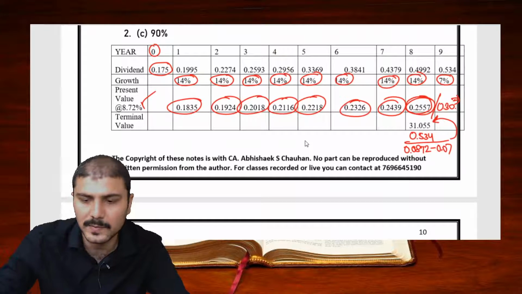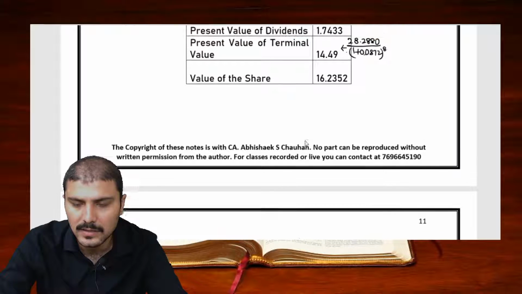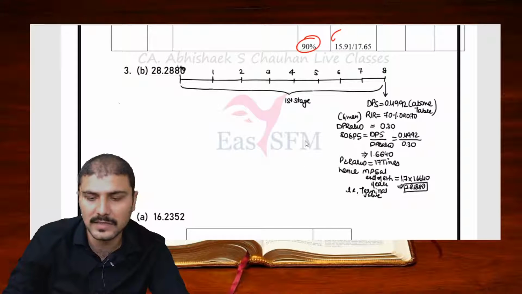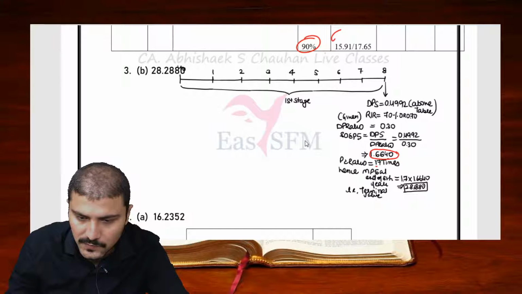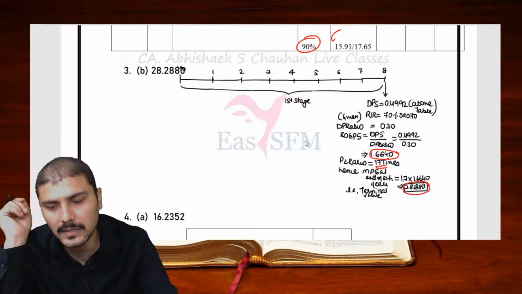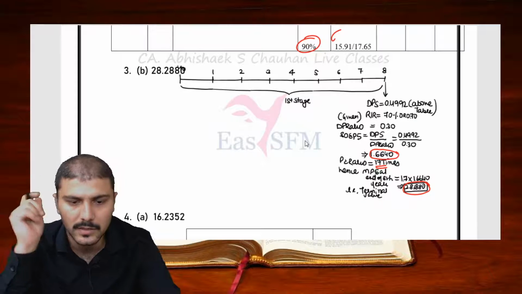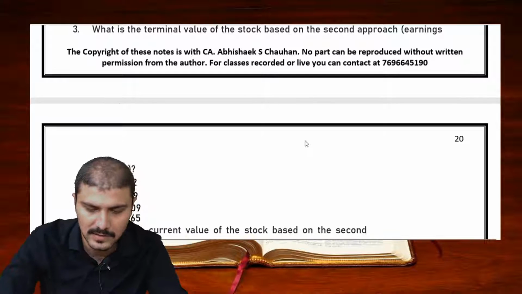Sorry, this was the present value, this was DPS, my fault. 4992 was the DPS of the 8th year, and divide by 70%, sorry, divided by 30%, that is the GP ratio, you will get the EPS as 1.6640, multiplied by 17 times, the terminal value you will get as 28.2880. So this particular, the answer is this.